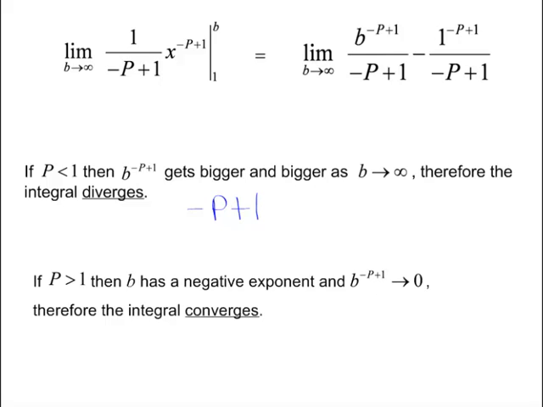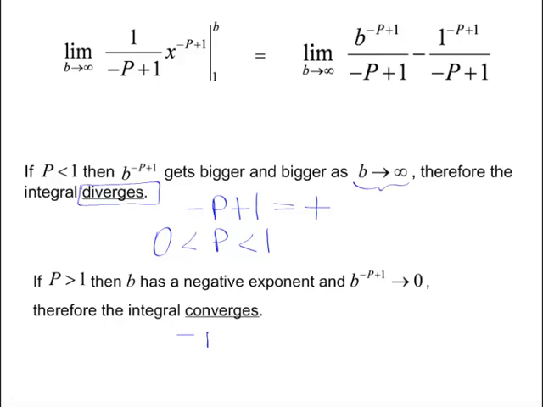If p is less than 1, remember, it has to be positive. If p is less than 1, then the result of negative p plus 1 is going to be a positive value. As we take b toward infinity, that's the case where b is in the numerator, so that area must diverge. So simply by inspection, we're going to look to see if p is less than 1.